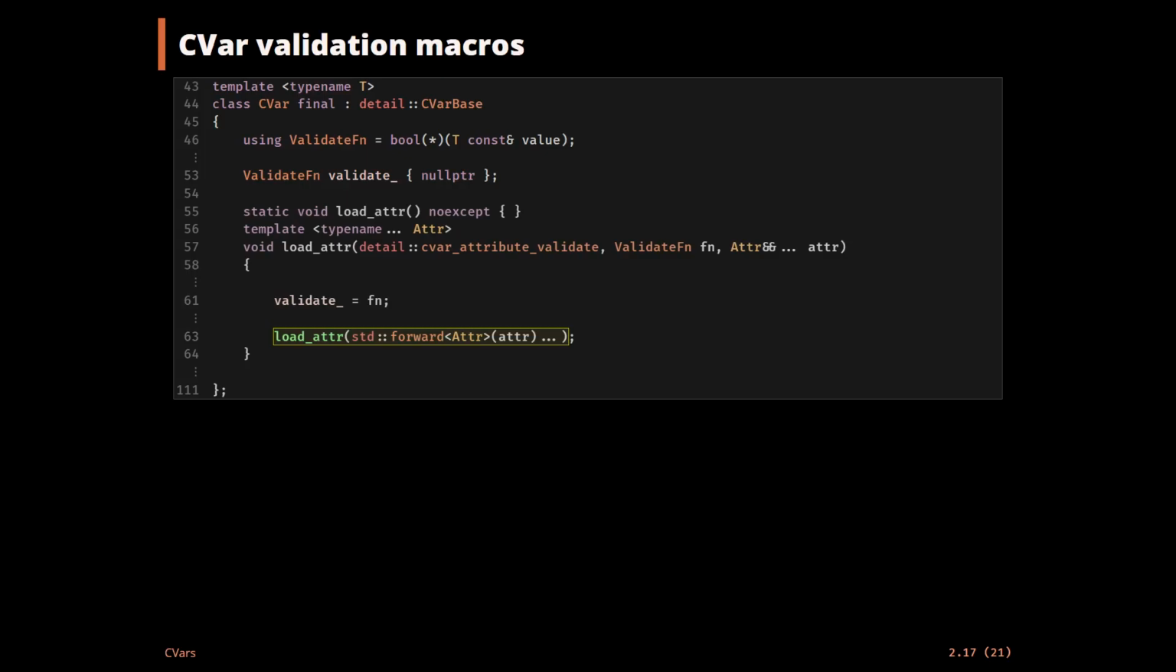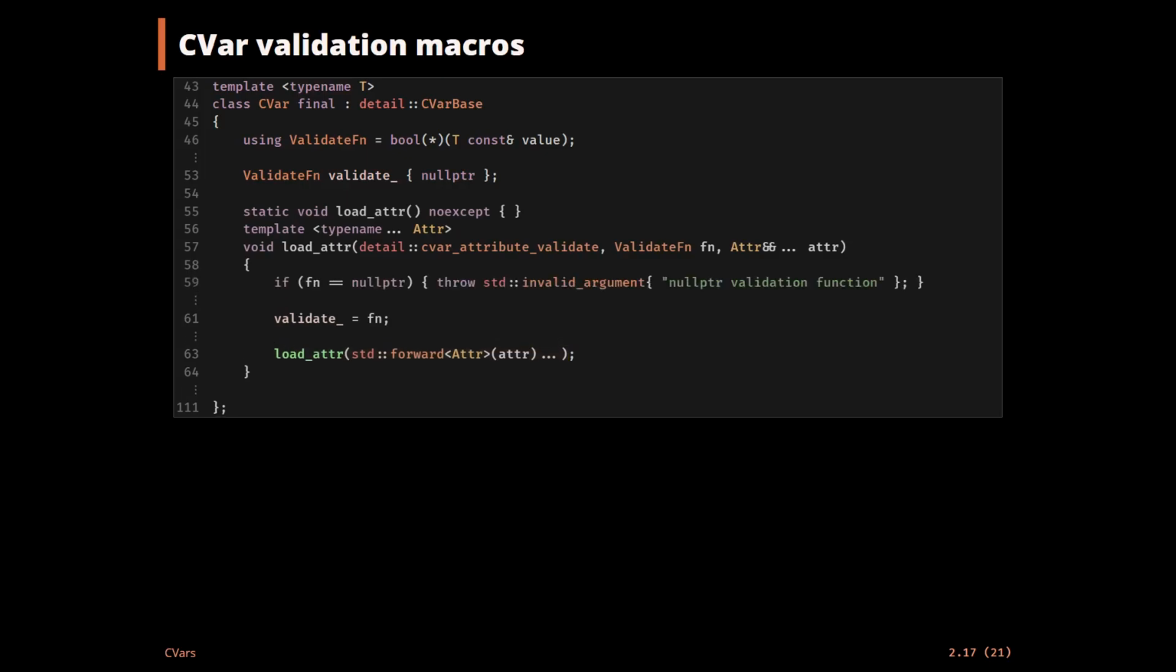So if we were to add multiple attributes here, at some point, right now we only have validation, but if we were to add event handlers, or any other custom or optional attributes to the CVars, basically what we can do here is just add more of these overloads, and we can use different tag types to overload between them. And by passing it onwards, we just load each one of them in order.